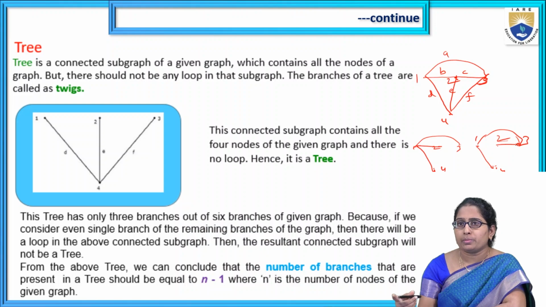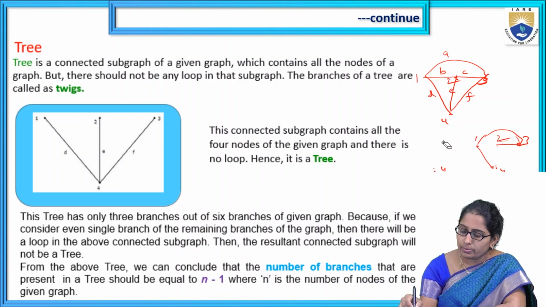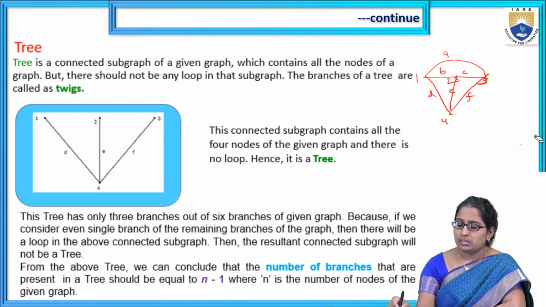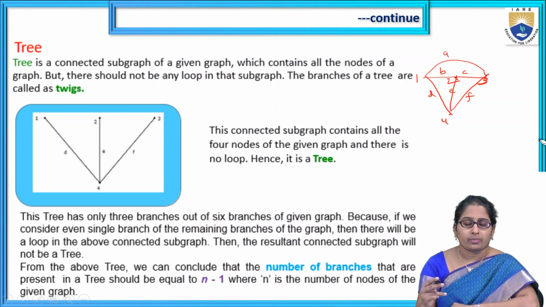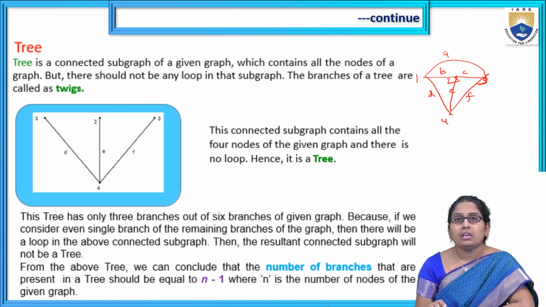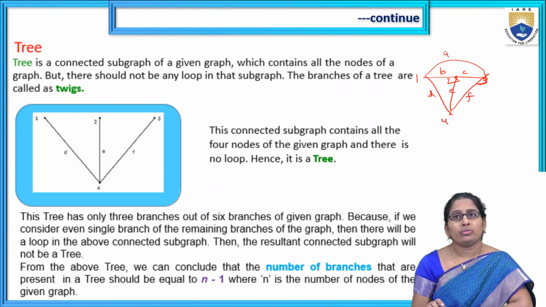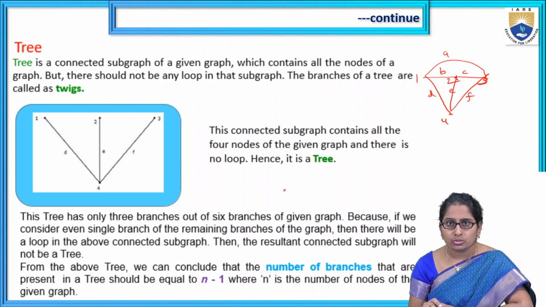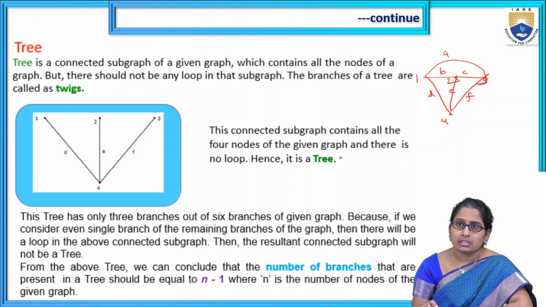So these are the number of trees possible. Okay, but you can see on the slide only one tree I have taken. This is a tree I have taken for example. Now some more information about the tree. This connected subgraph contains all the 4 nodes of the given graph and there is no loop. Loop means closed path. So hence it is a tree.